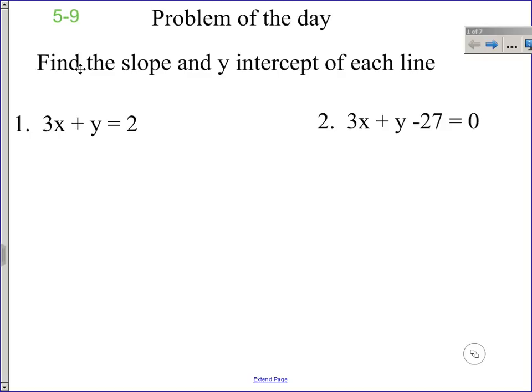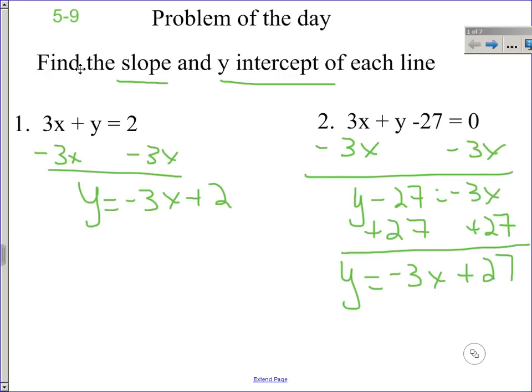So for the problem of the day, I would like you to find the slope and the y-intercept of each line. So pause the video and please complete this. So now the answers are posted here, and if you have any questions on how I got the solutions, you can pause and look at the work.